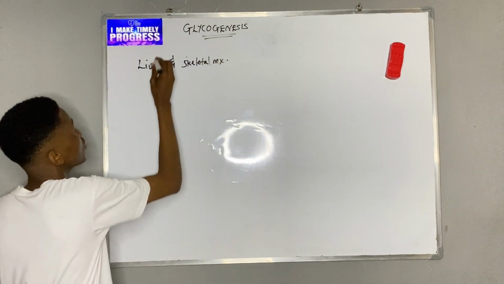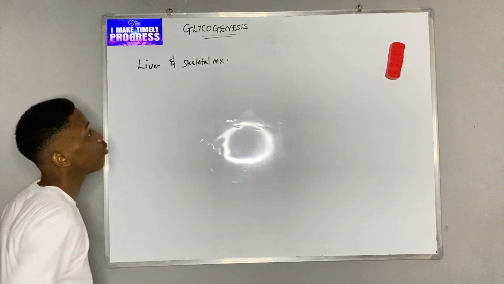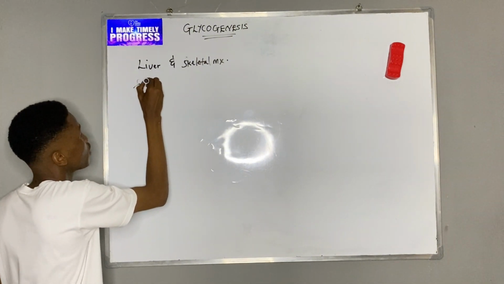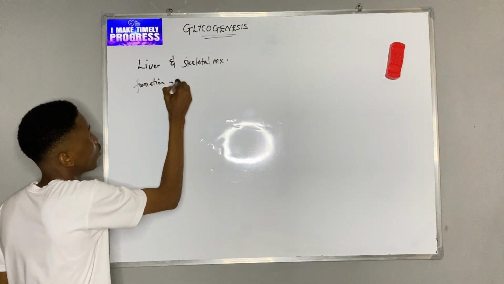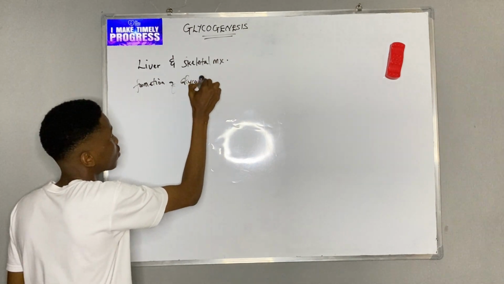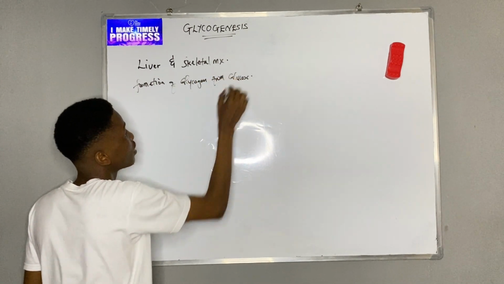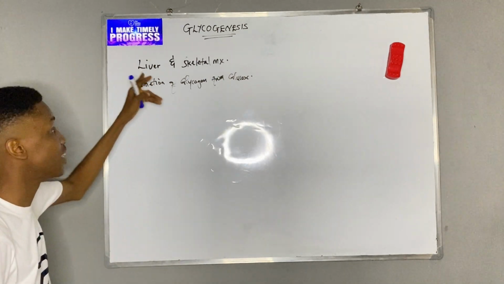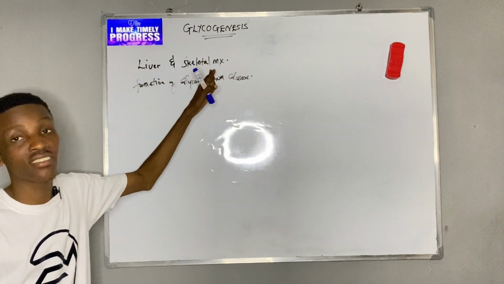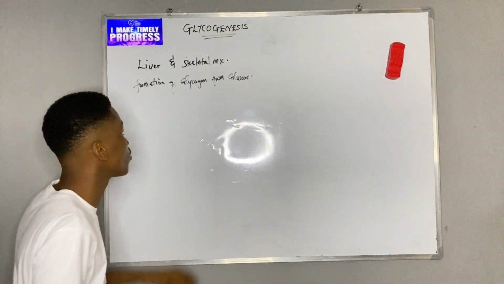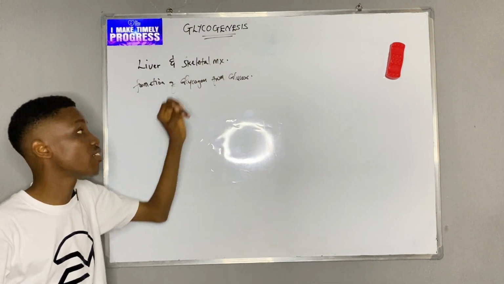So first and foremost, this thing we call glycogenesis is actually the formation of glycogen from glucose. Now, where does it occur? Primarily the liver and the skeletal muscle. It is very important you know the locations where it occurs: the liver and the skeletal muscle.